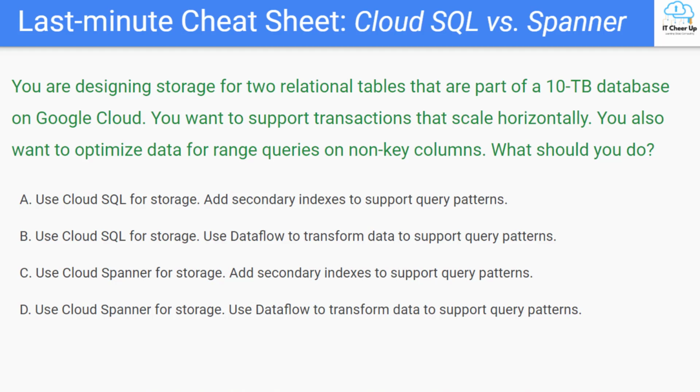Use Cloud SQL for storage and secondary indexes to support query patterns. B. Use Cloud SQL for storage. Use Dataflow to transfer data to support query patterns. C. Use Cloud Spanner for storage and secondary indexes to support query patterns. D. Use Cloud Spanner for storage. Use Dataflow to transfer data to support query patterns. Now pause the video and try to answer it yourself.